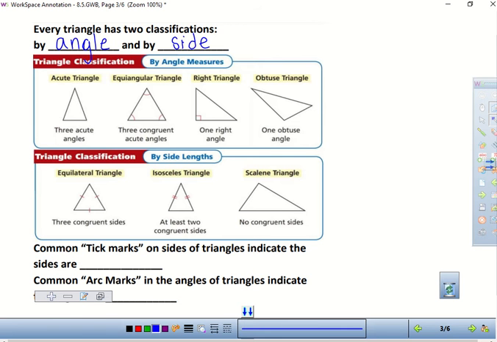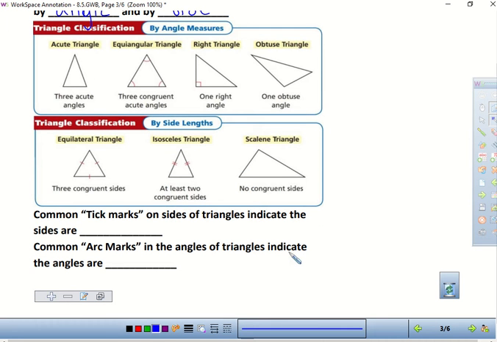Now, there are 3 classifications by side lengths. We have what we call an equilateral triangle, which means all the sides are congruent. We have an isosceles triangle, where at least 2 sides are congruent, or a scalene, where none of them are congruent. So, isosceles triangle means at least 2 congruent sides. So, all equilateral triangles are also isosceles, because they have at least 2 congruent sides.